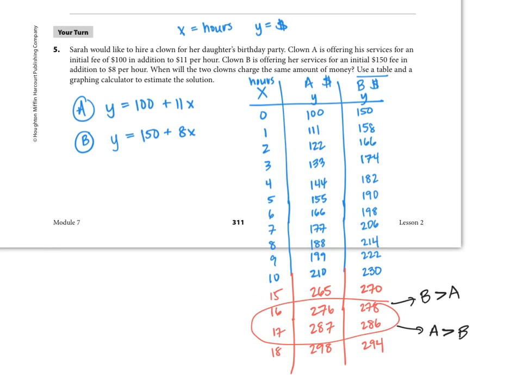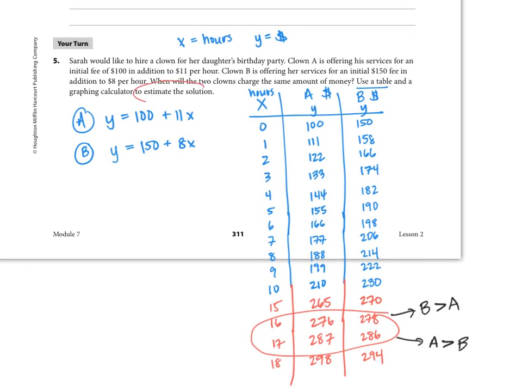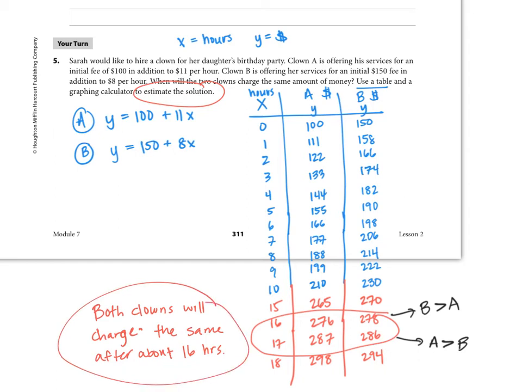Okay, so now we're estimating the solution because it actually tells us to estimate the solution here. And so it could take some time to find it, skip some numbers if you need to, just like I did. And so we're gonna say something like both clowns will charge the same after about 16 hours. So something like that.